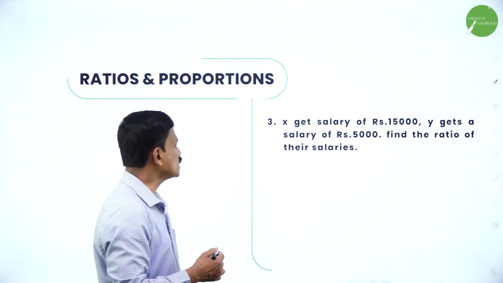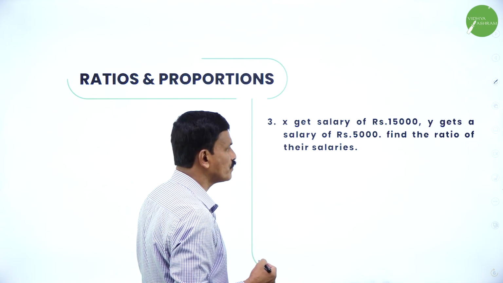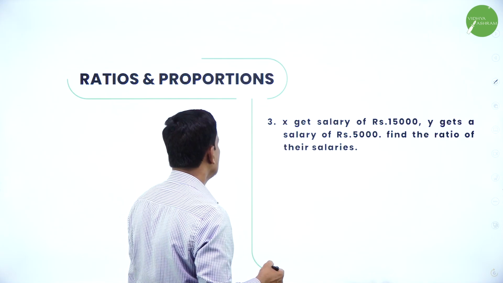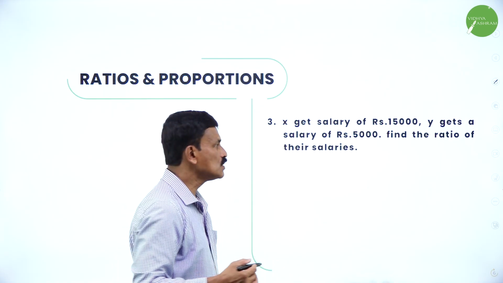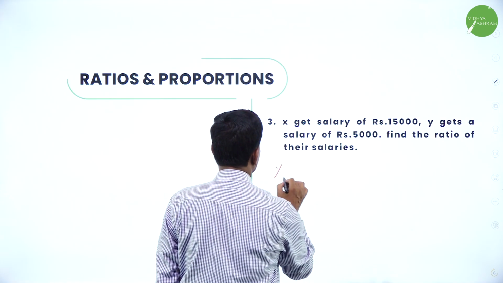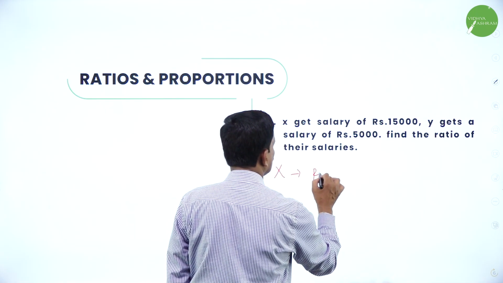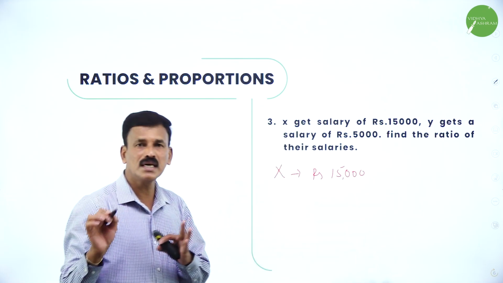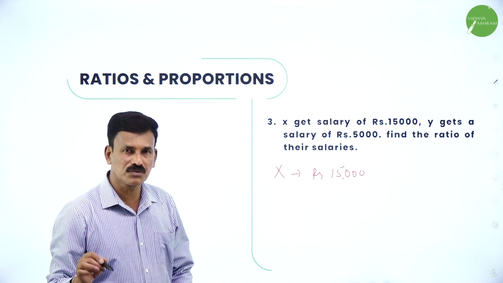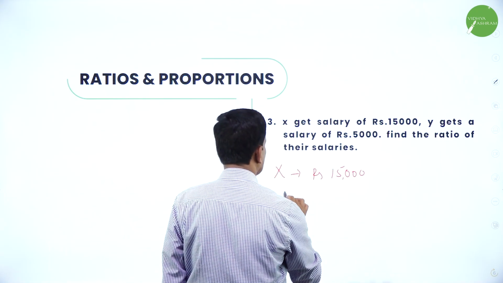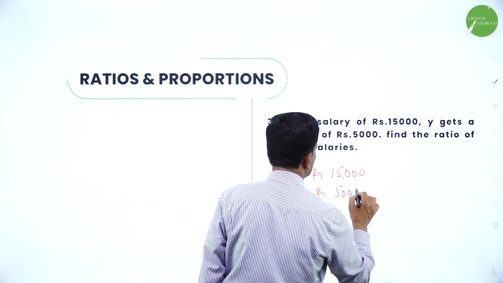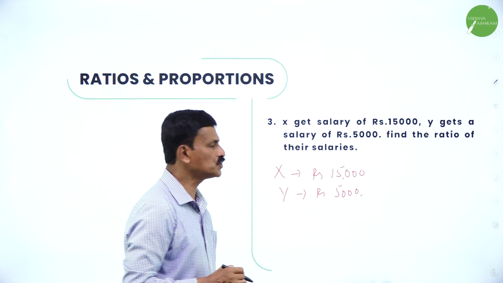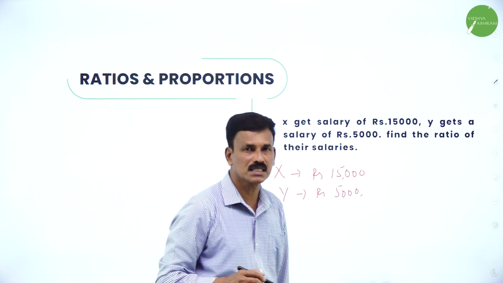Suppose X gets a salary of rupees 15,000, and Y gets a salary of rupees 5,000. Find the ratio of their salaries. So X will get a salary of rupees how much? Let X get the salary of rupees 15,000. And what is the salary of Y? Y gets the salary of rupees 5,000.